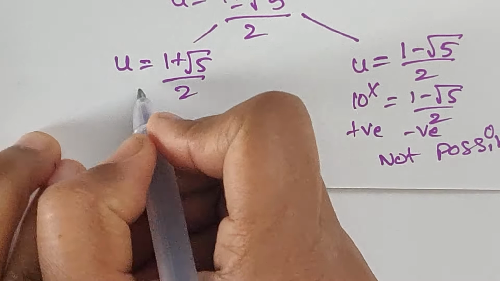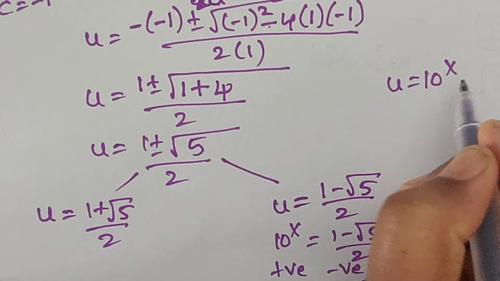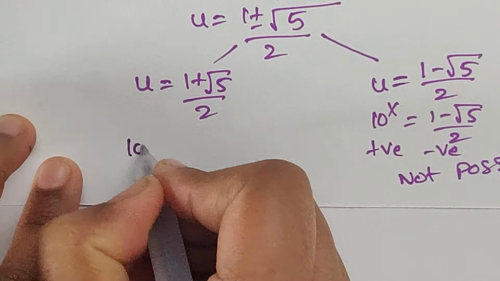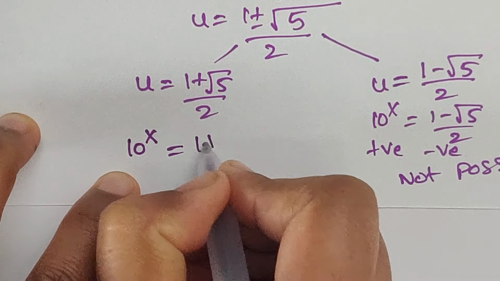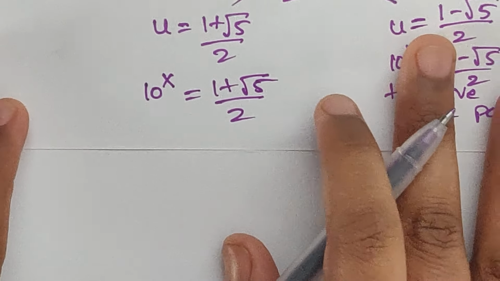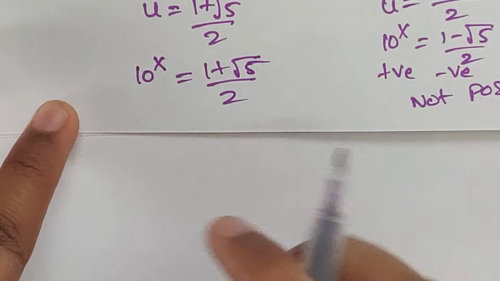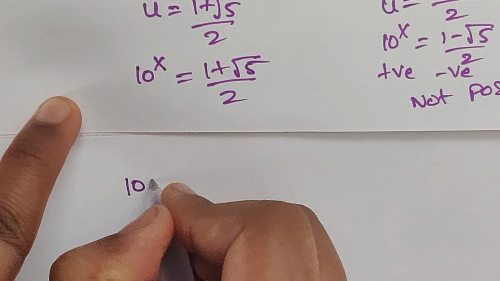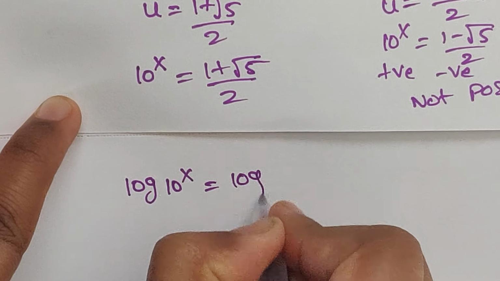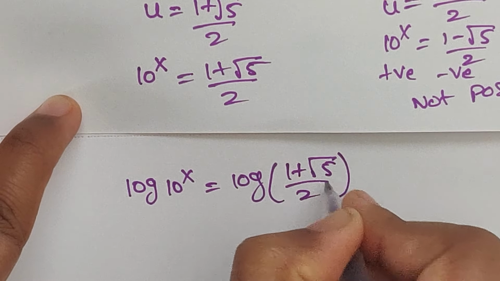So coming to this solution, u equal 10 to the power of x, so just substitute the value of u. So 10 to the power of x equal 1 plus square root of 5 divided by 2. So now apply log on both sides. So log 10 to the power of x equal log of 1 plus square root of 5 divided by 2.